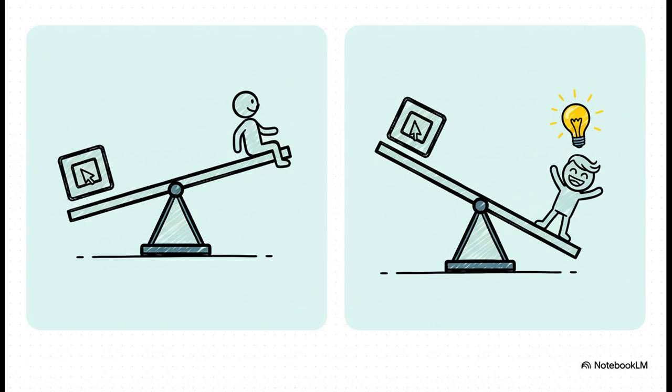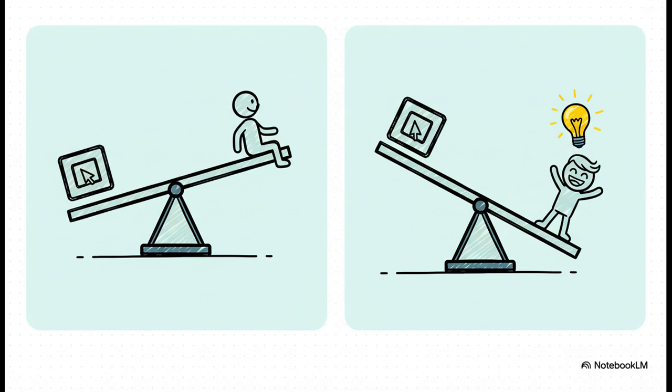First, you have the null hypothesis, or H0. This is the default, the status quo. It assumes there's no effect. For our example, the wellness program has no effect on stress. Then you have the alternative hypothesis, H1. This is what you're actually trying to prove, that there is an effect. The wellness program does affect stress.